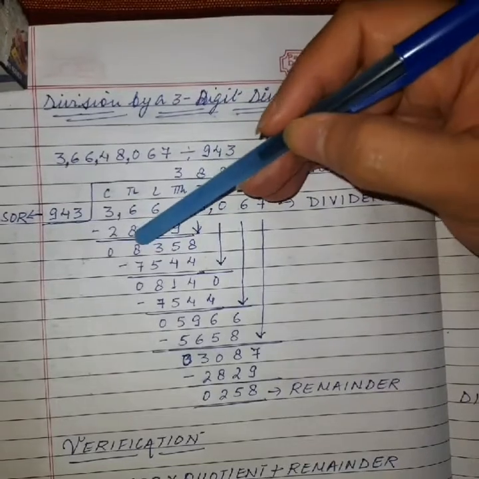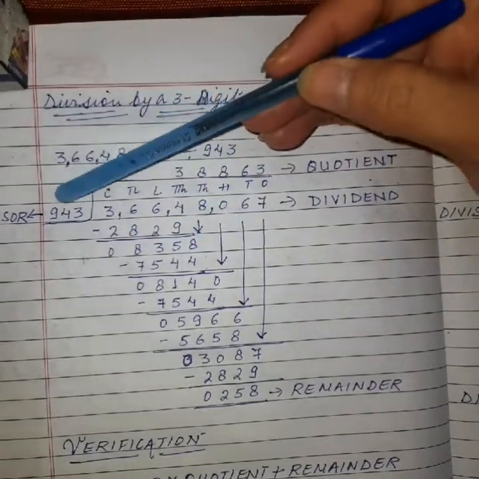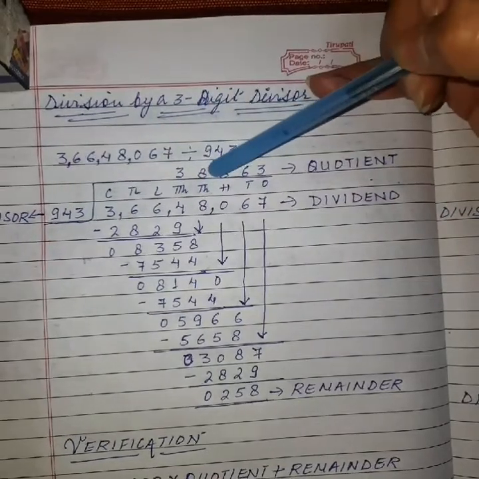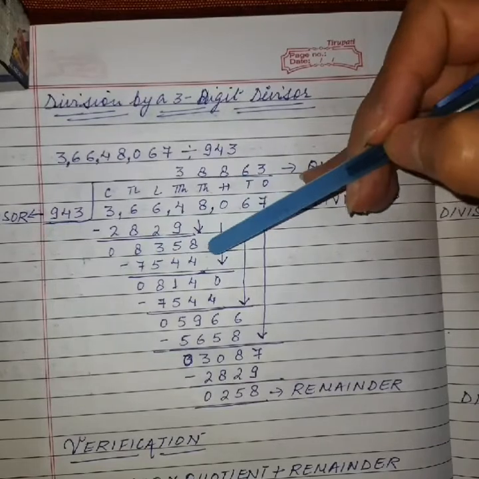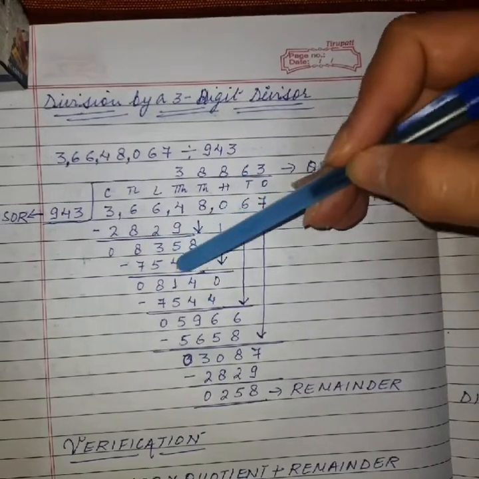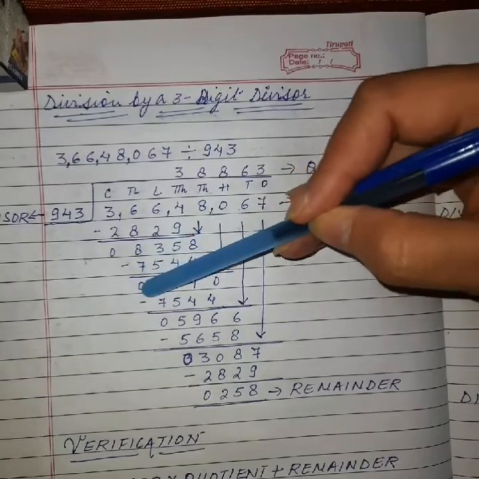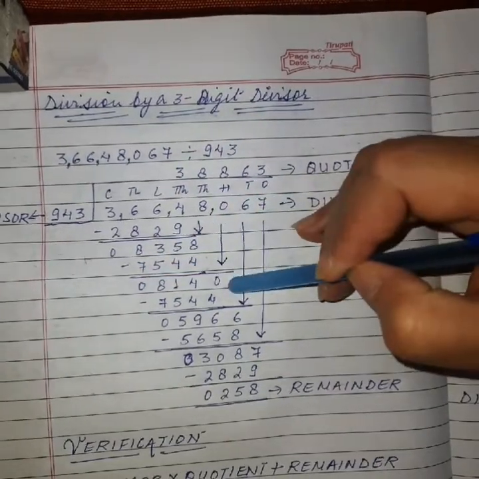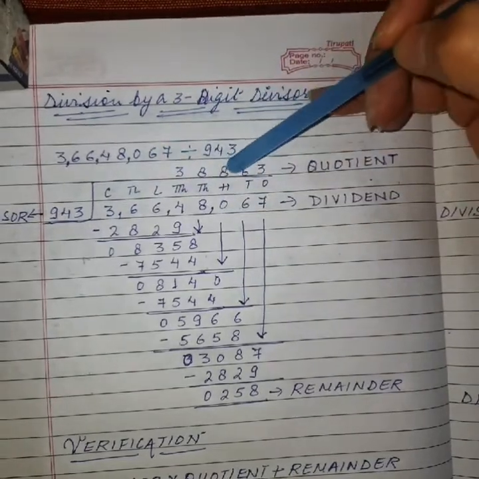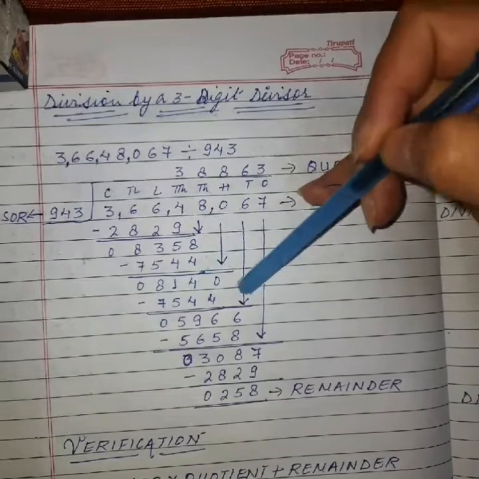So it becomes 8358. Now if we multiply 943 by 8, we get 7544. Again we'll subtract: 8 minus 4, 4. 5 minus 4, 1. 13 minus 5, 8 and 7 minus 7, 0. Now we'll bring down this 0 over here. Again this will go 8 times. 943 multiplied by 8, we get 7544.